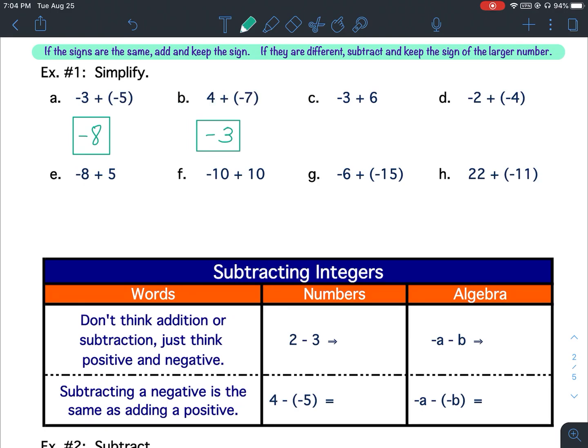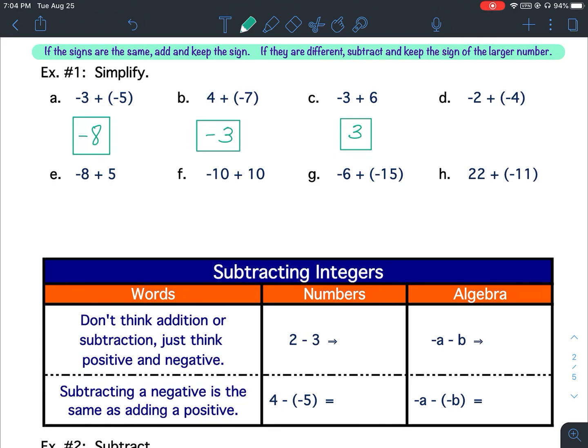For C, -3 plus 6. Are those signs the same or different? 3 is negative, 6 is positive, so those signs are different. So I'm going to subtract. When the signs are different, you subtract. And guys, remember the word for subtraction is difference. So you find the difference. Different, you find the difference. So I need to subtract. 6 minus 3 is 3. And then the larger number is 6. And in that case, the 6 is positive. So my answer will stay positive.